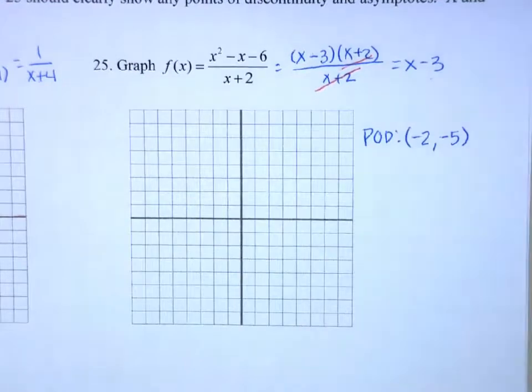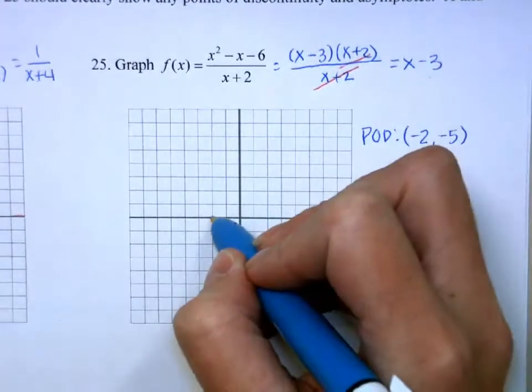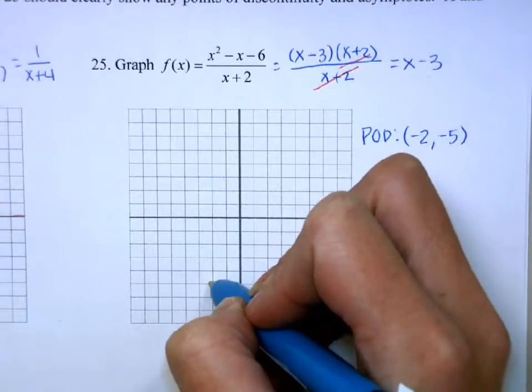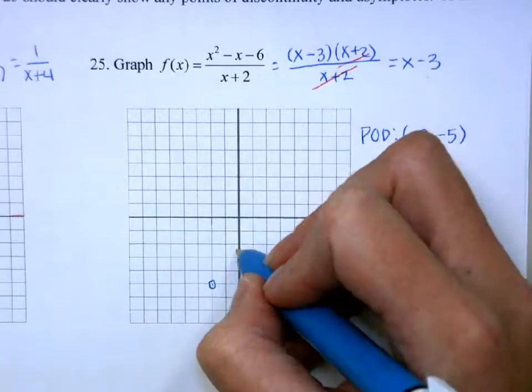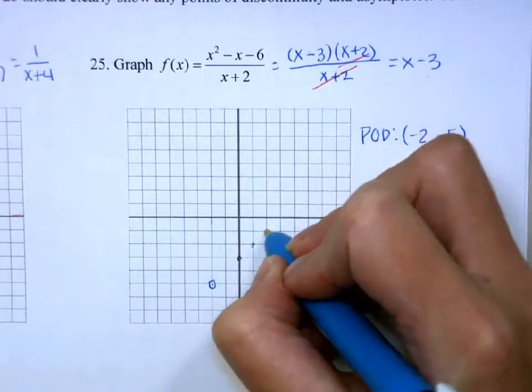The remaining part of the graph is just the line x minus 3. So I go down to 3, slope of 1, back there. Like that.